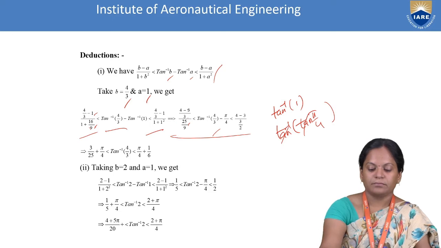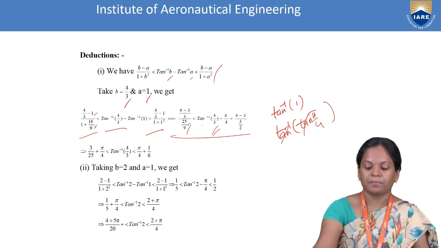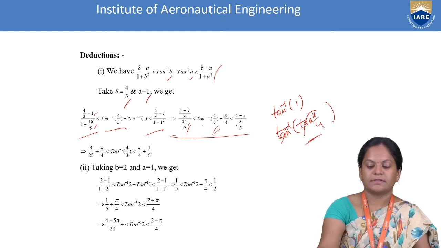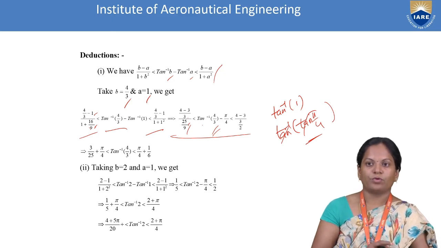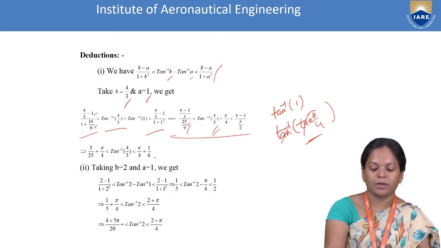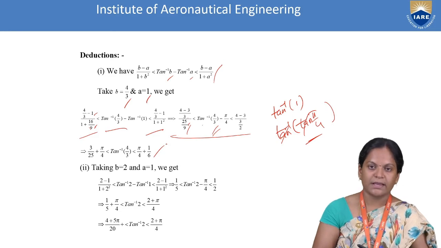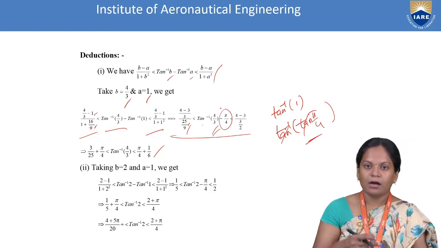So (4/3 - 1)/(1 + 16/9), that is (4 - 3)/(25/9), less than tan⁻¹(4/3) - π/4, which is less than (b - a)/(1 + a²), where b - a is 4/3 - 1, that is (4 - 3)/3, and 1 + a² is 1 + 1 = 2, so 3/2. Now simplify that, you will get 3/25 + π/4 < tan⁻¹(4/3). I am adding π/4 to both sides, or we can say it like this also, adding π/4 to both sides.